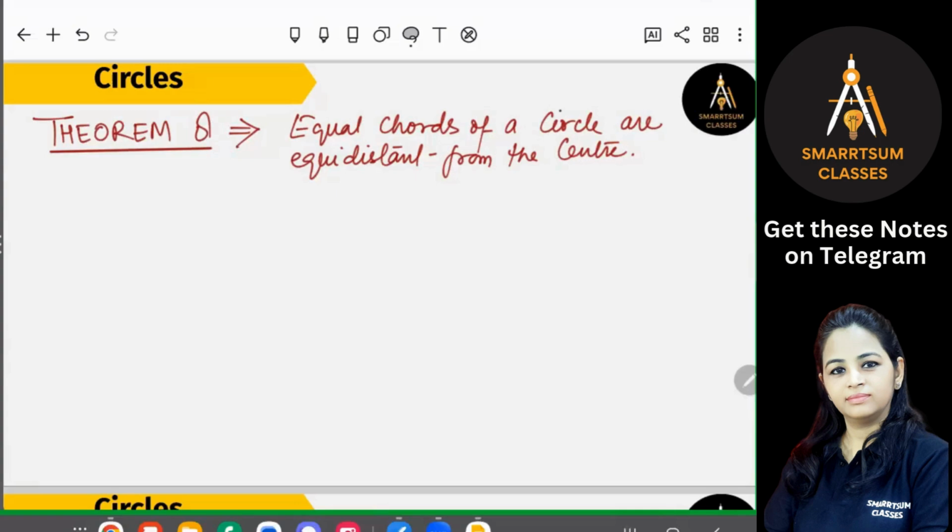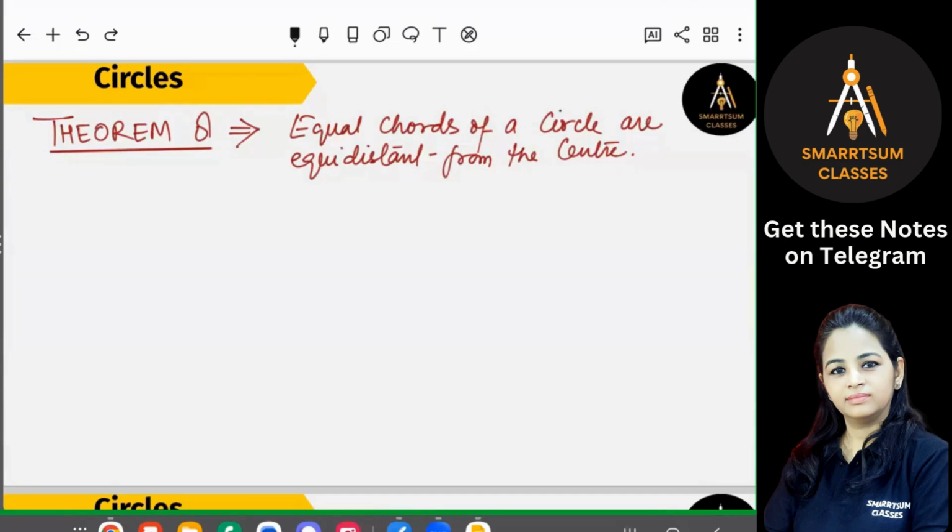Now look at this next theorem, theorem number 8. It says that equal chords of a circle are equidistant from the center. This is an important theorem, which generally comes, and questions are also there on the basis of this theorem. So what is the meaning of this? Equal chords of a circle.